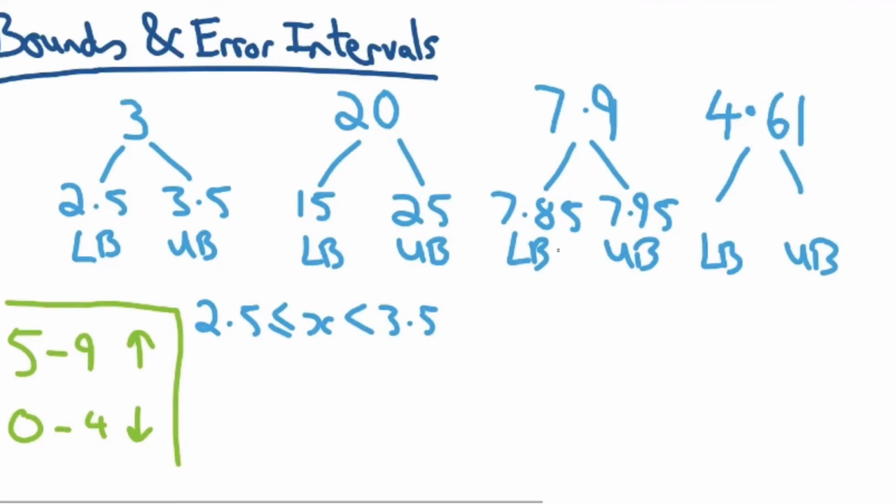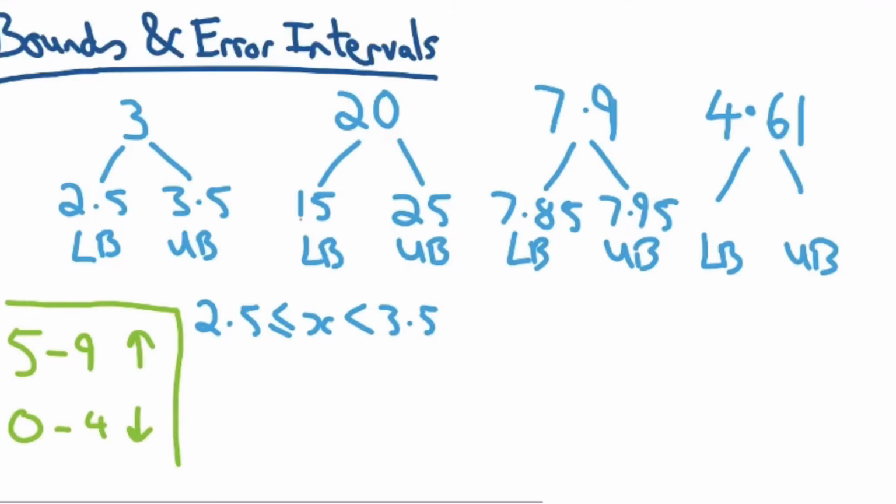So what you may be noticing as we're going through this is basically we're just adding a 5 after the digit that's been rounded to. And if it's the upper bound, that digit then stays the same. So here was 7.9, it stayed as 7.95. 20 was 25. And then for the lower bound, that last relevant digit goes down by 1. So 7.9 became 7.8.